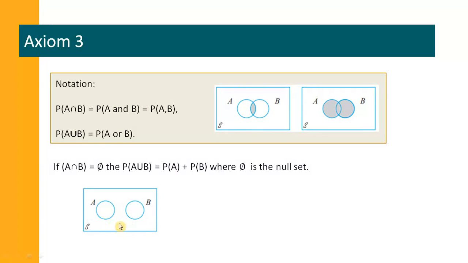See, here A and B are disjoint. So there is no intersection. A intersection B is equal to the null set. Then P of A union B is equal to P of A plus P of B, because P of A intersection B is zero here. So these are the understandings from the axioms. Let us now derive the properties of probability using these axioms.